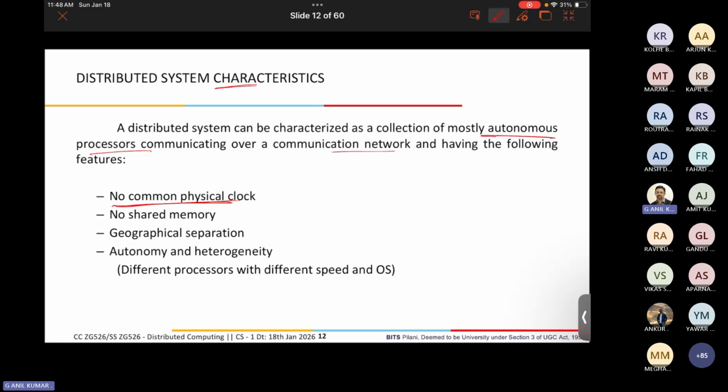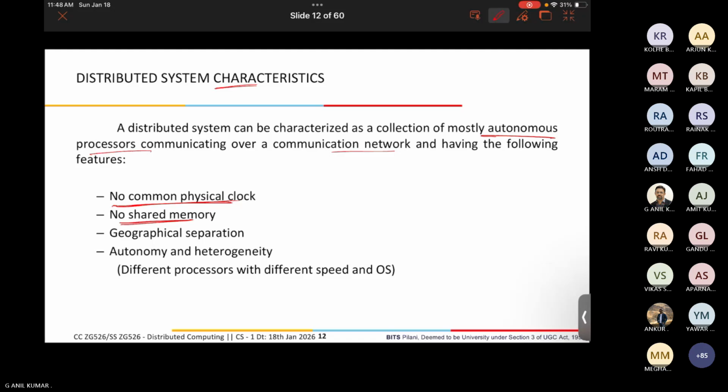The timing varies from machine to machine. They don't have one common clock. Second thing, no shared memory. There is no shared memory available where everything sits so that everybody can come there and access it. It's not practically possible. They work on virtual pooled memory, but not on physical shared memory.